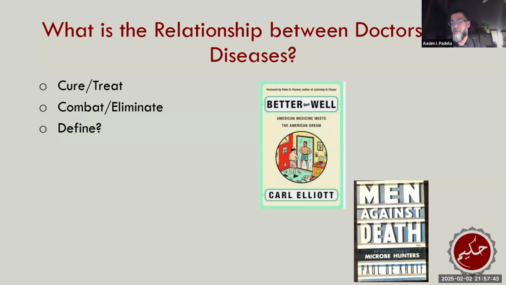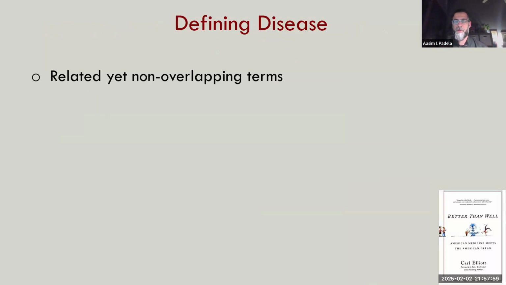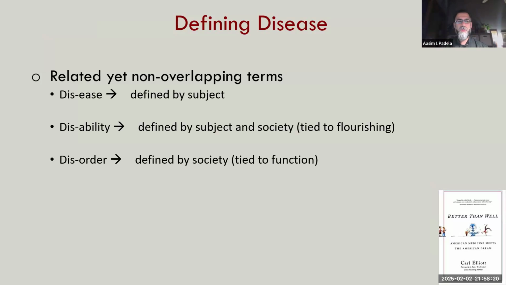And this influenced the way in which medical curricula and even our own professional vision of our identities move forward. So I said to you, defining disease. Let me go through and talk about what disease might be. There are several terms that are related, but non-overlapping, related to this notion of disease. The first really easy one is disease, dis-ease, right? The ease is defined by the subject. And the goal is to remove that being ill at ease. So someone is ill at ease, that's defined by the subject, and physicians should then work to remove that disease. A second notion would be disability.